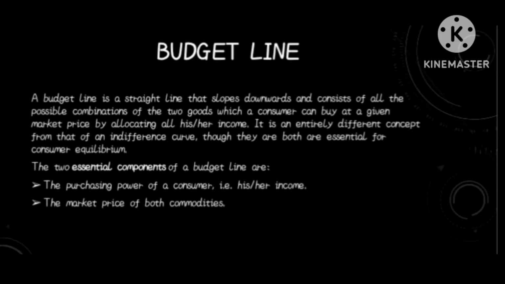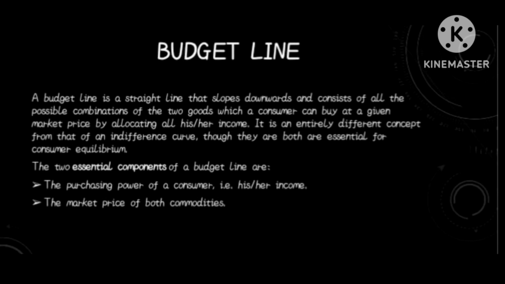Okay, so here's the overview of budget line. What is budget line? A budget line is the straight line that slopes downwards and consists of all the possible combinations of the two goods which a consumer can buy at a given market price by allocating all his/her income. It is an entirely different concept from that of an indifference curve, though they both are essential for consumer equilibrium. So here are the two essential components of budget line. Number one, the purchasing power of the consumer, for example his or her income, and number two, the market price of both commodities.